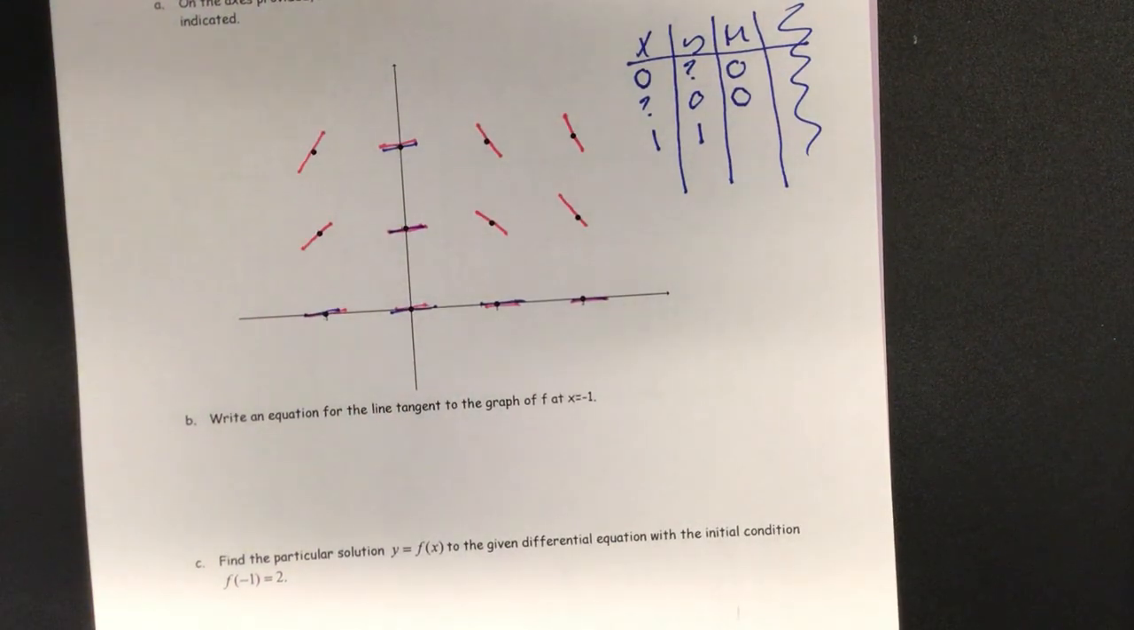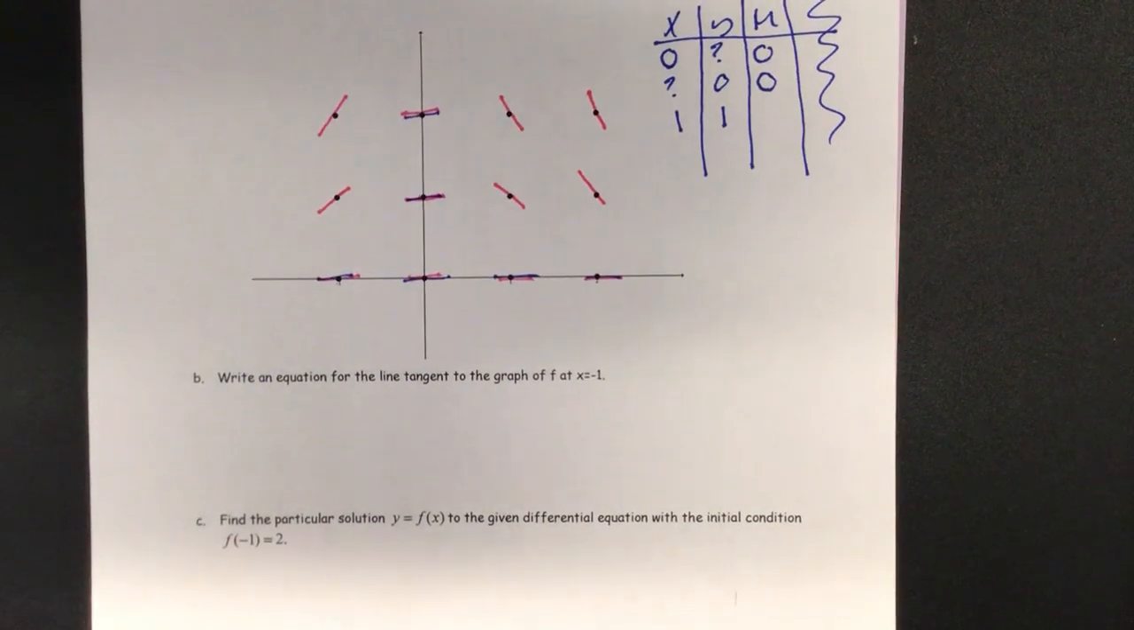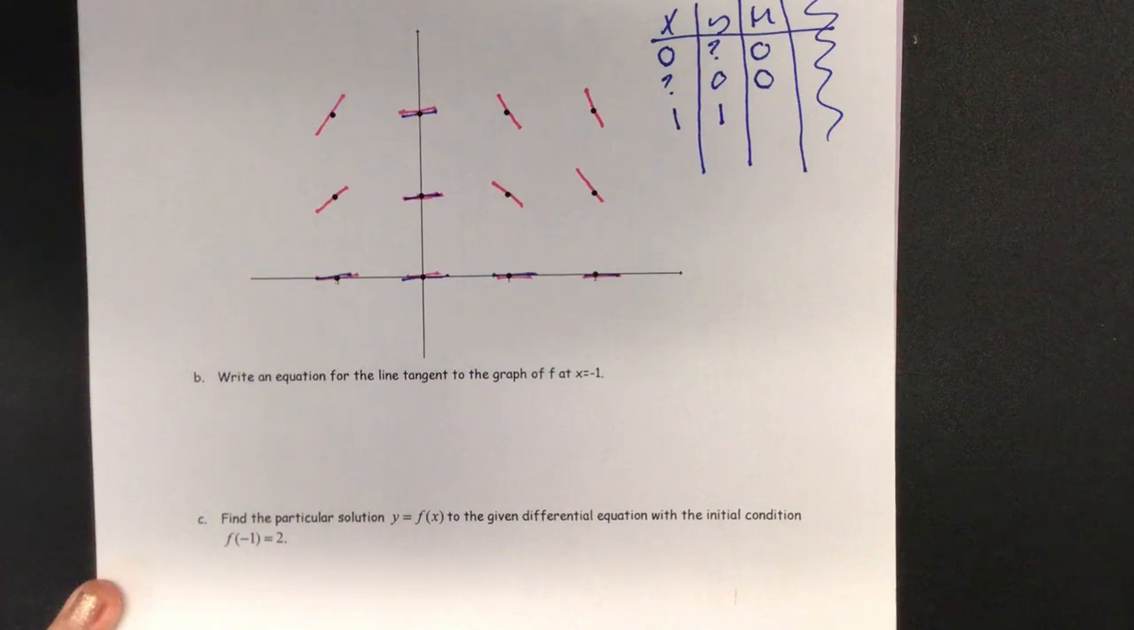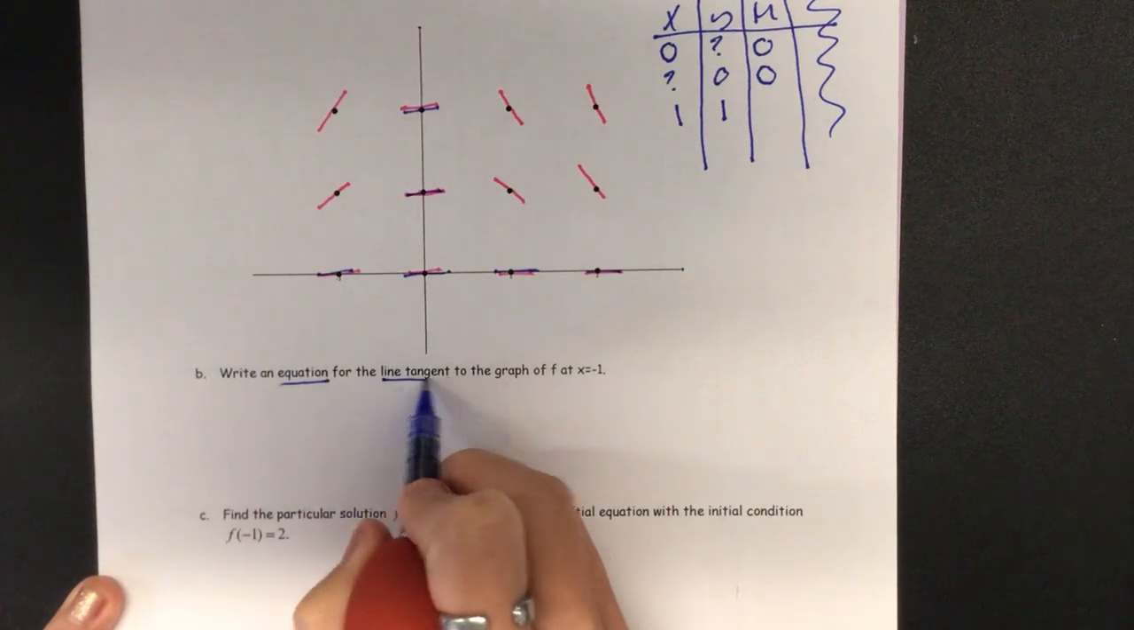All right, let's go on to part B. Charlie, read part B, please. Write an equation of the line tangent to the graph of f at x equals -1. There you go. Okay, let's go ahead and underline the equation of a tangent line.